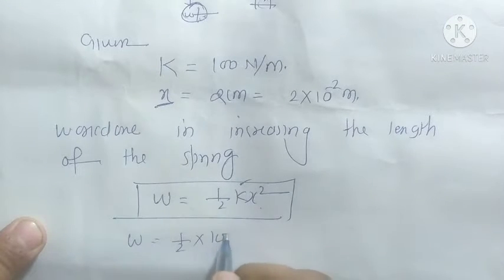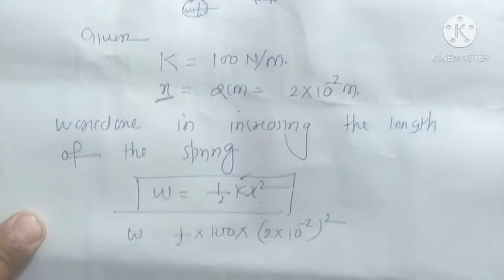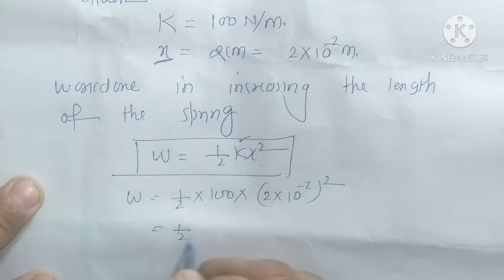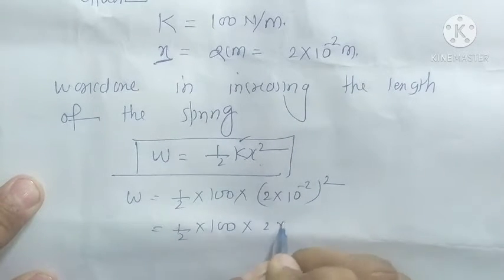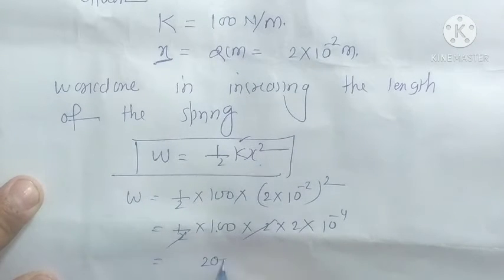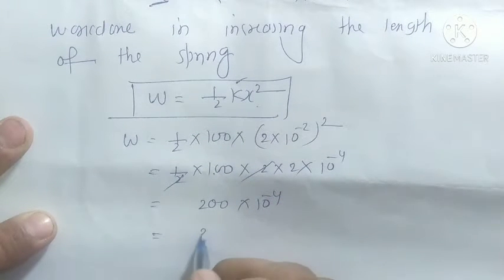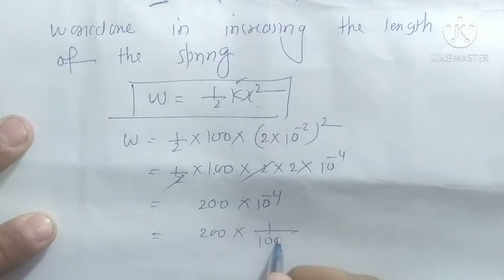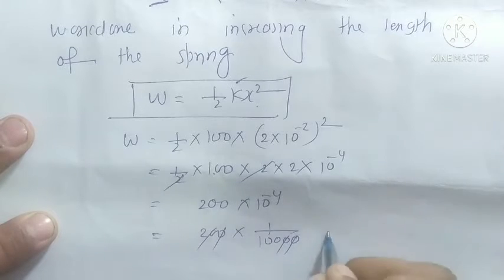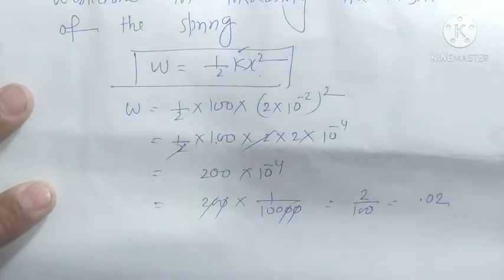Half into 100 into 2 into 10 to the power minus 2, whole square. So half into 100, 2 into 2 into 10 to the power minus 4. The 1 and 2 cancel here, so finally it becomes 200 into 10 to the power minus 4. Cancelling, we get 2 upon 100, which is 0.02. So finally, work is equal to 0.02 joule.